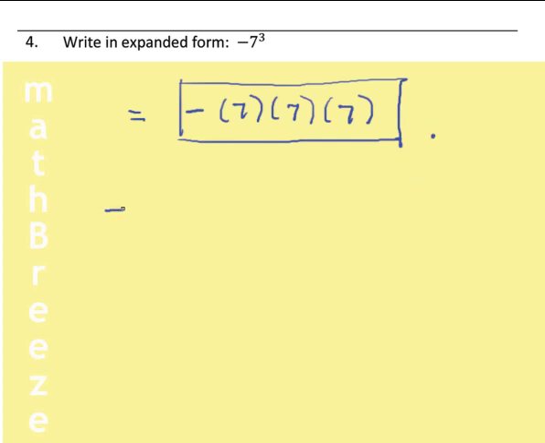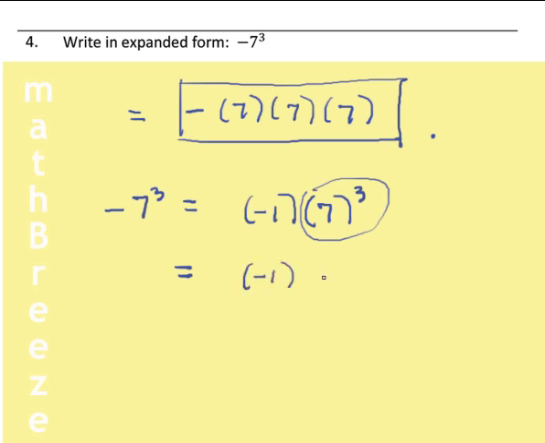Another way of looking at this is as follows. Minus 7 cubed we can think of as minus 1 times 7 cubed. So when written like this, it's more obvious that the exponent applies only to the 7, not to the negative in front. So this is equal to minus 1, and then we have 7 times 7 times 7. Or we could just write this as minus 7 times 7 times 7.